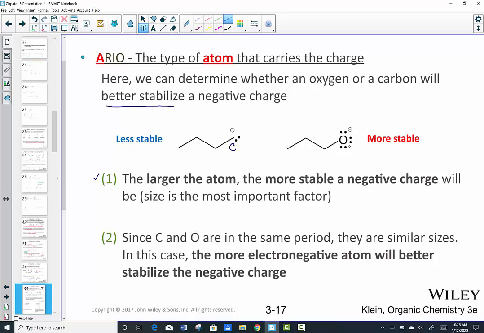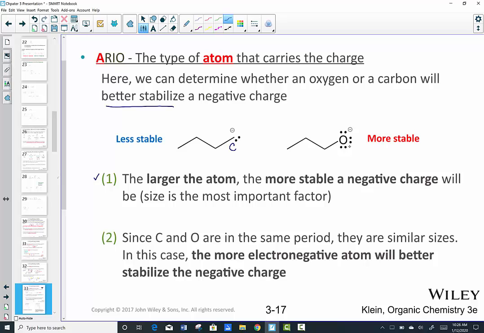The more electron shells there are, the larger, more polarizable electron cloud we have, it has a greater ability to stabilize the negative charge. However, if you think about the location of carbon and oxygen, they're the same, period 2, straight across the row. Carbon and oxygen really are not that different in size. They have the same number of valence shells, that's in period 2. They're both occupying their outermost electron energy in valence shell 2. So since they're in the same period, they're very similar sizes.